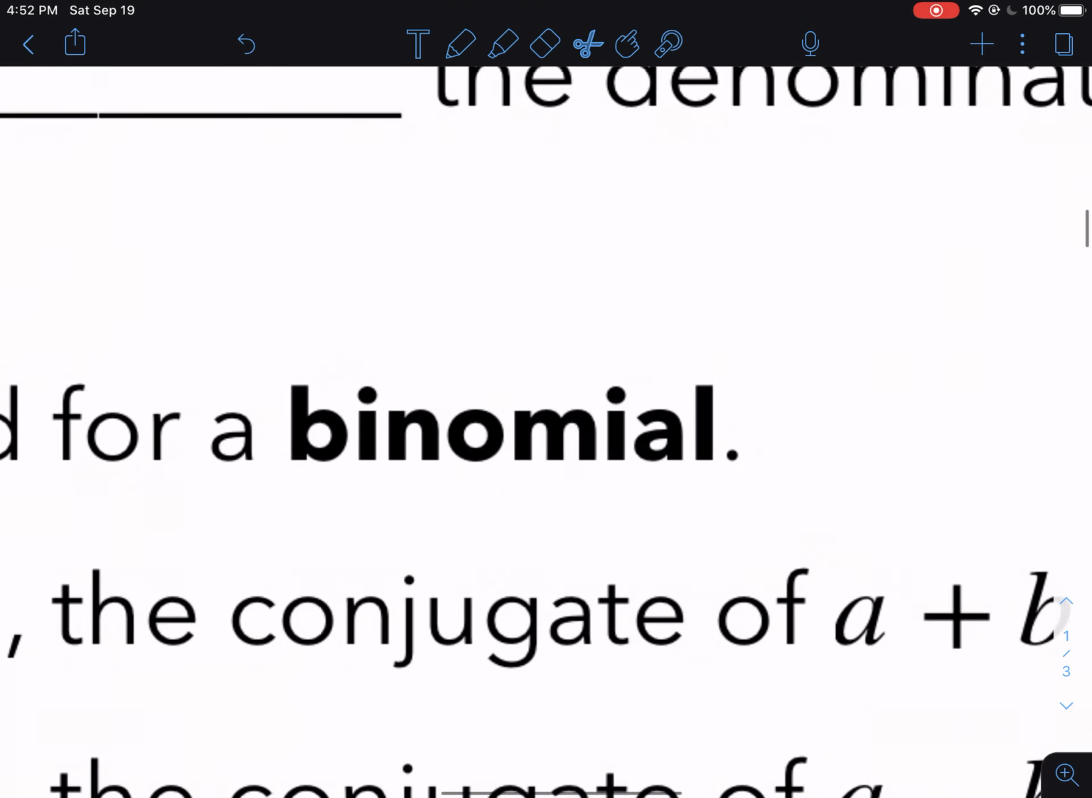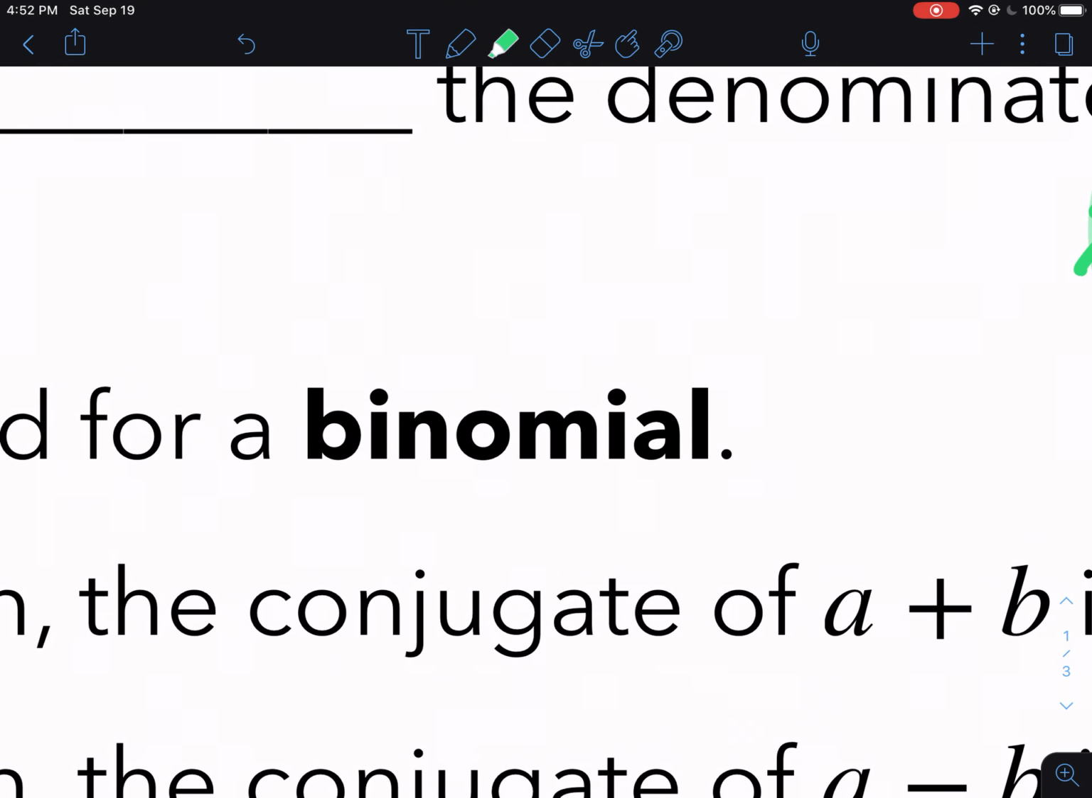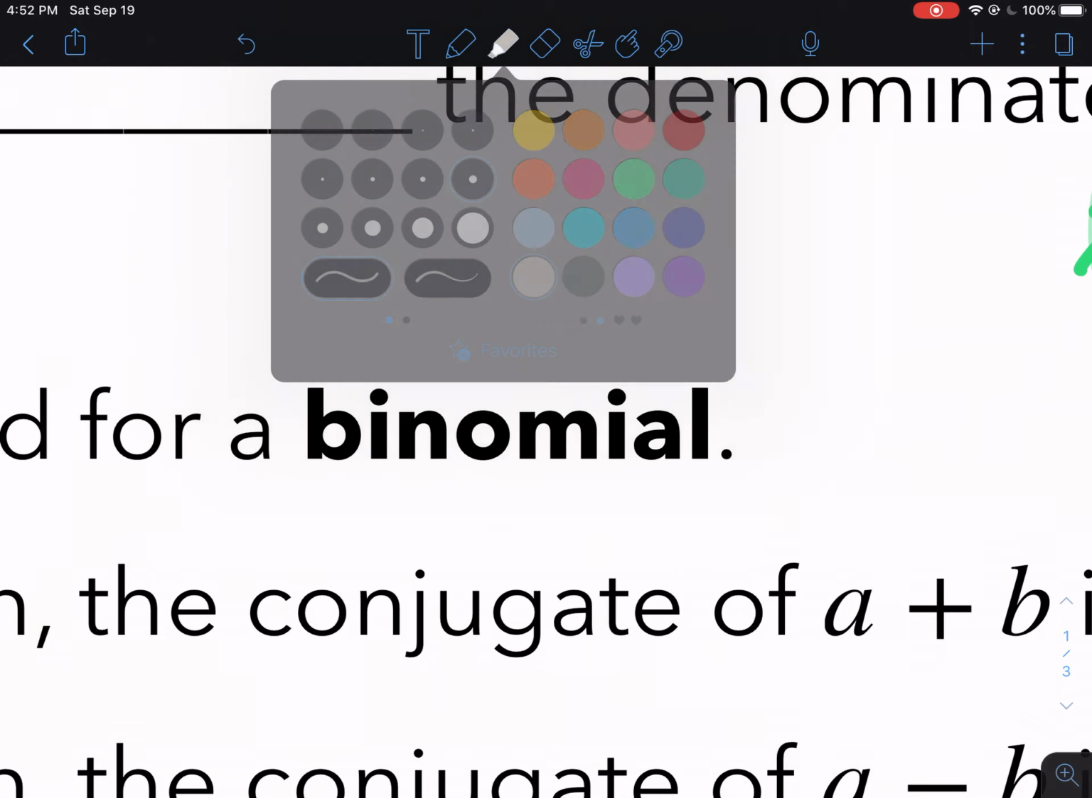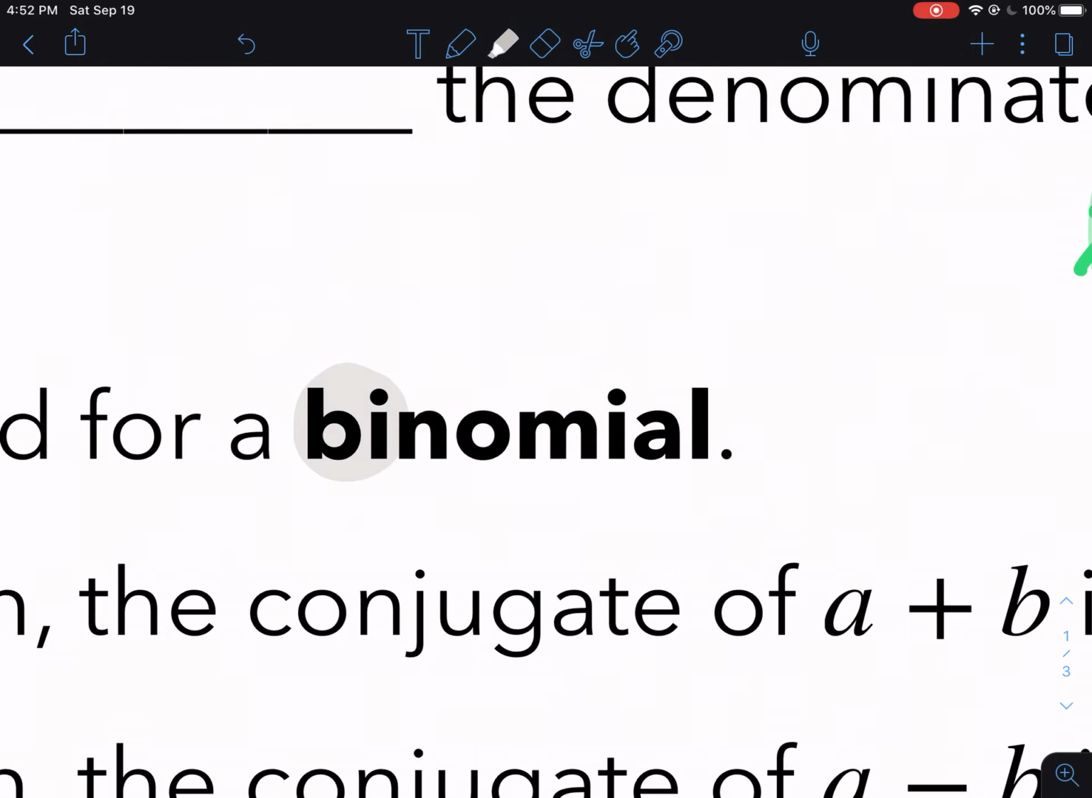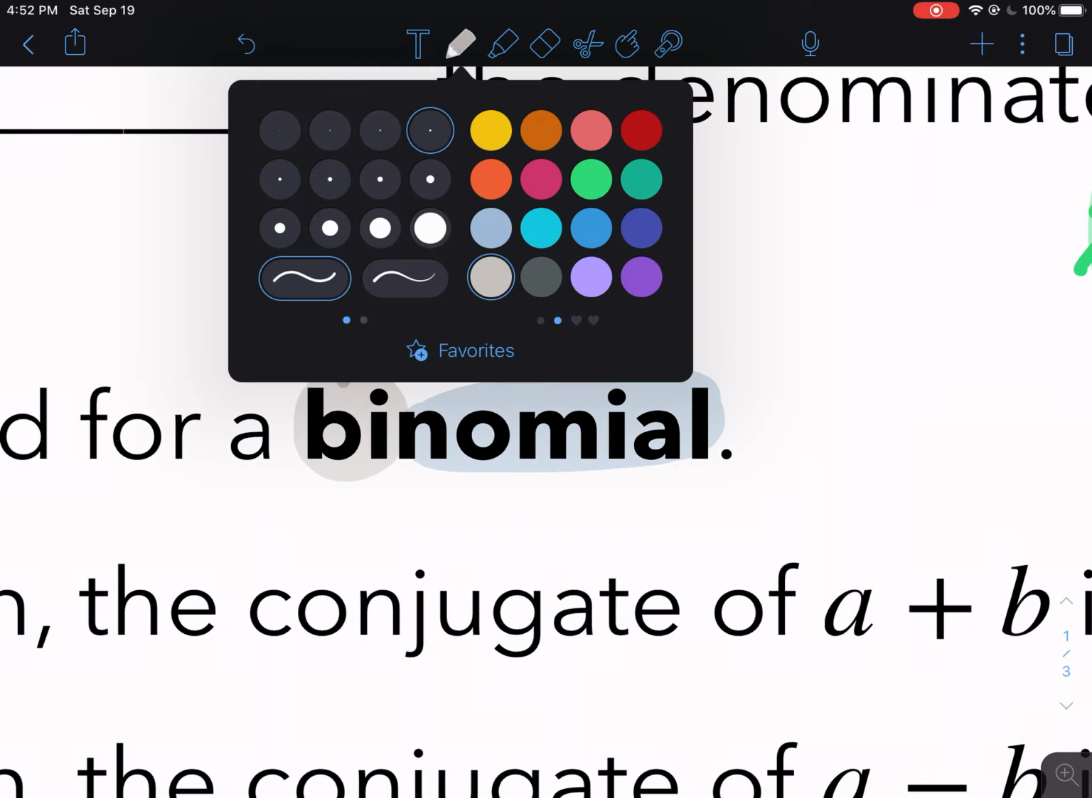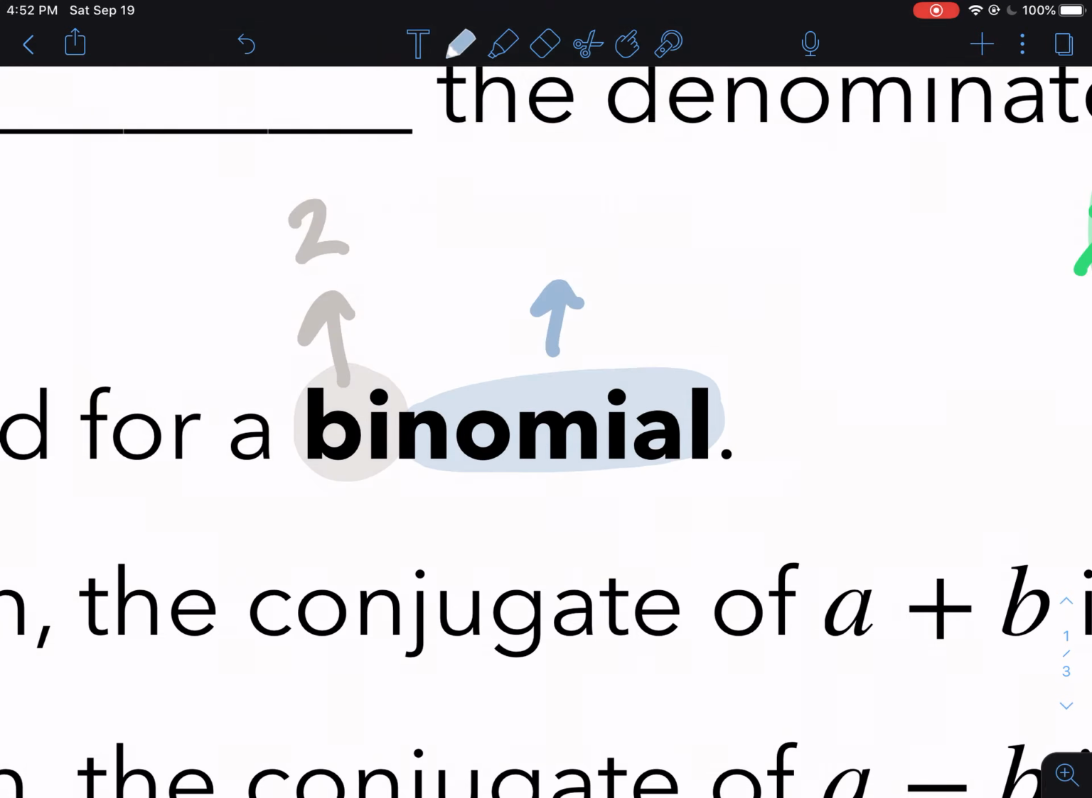So first, let's talk about a binomial. You might have used bifocals before. You might have ridden a bicycle or whatever. Used binoculars. Bi means two. And then nomial means number. So a binomial is an expression with two numbers.